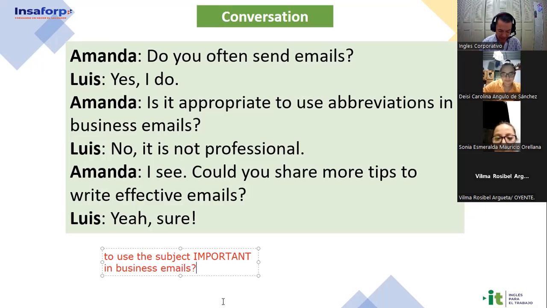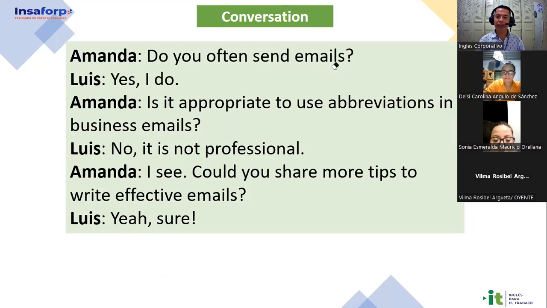Good. Now, we have Esaú and Oscar, right? Esaú, you're going to be Amanda. And Oscar, you're going to be Luis. But let me write the other information here. Give me a second, please. Okay.